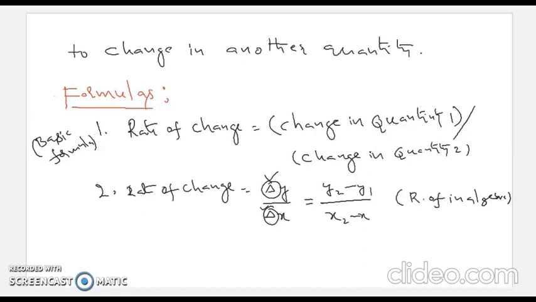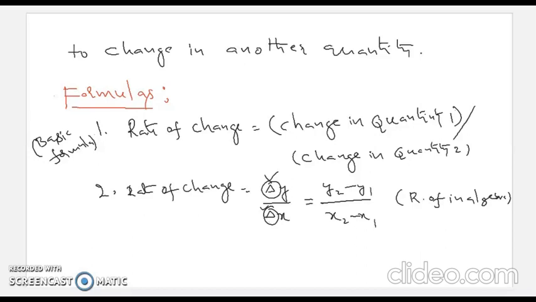Algebra means if 2 points are given, then we usually find the slope. So difference in y coordinates by difference in x coordinates. This is represented as delta y by delta x. Delta y means change in y quantity divided by change in x quantity.